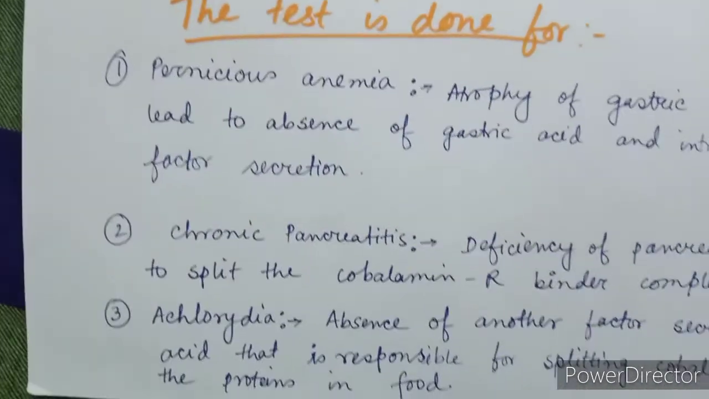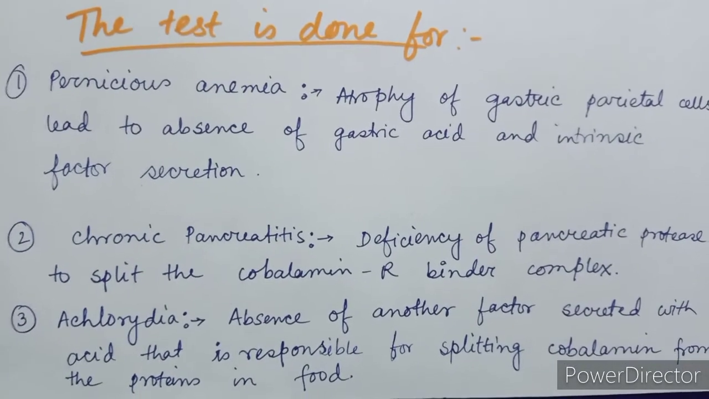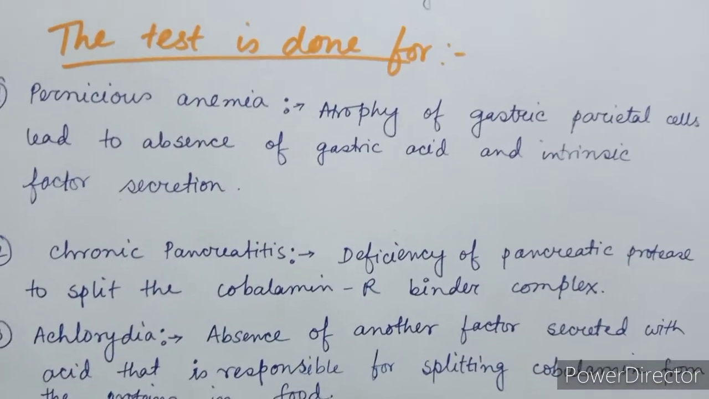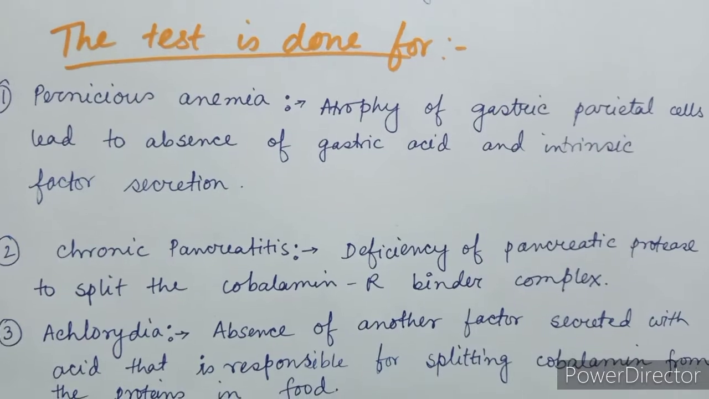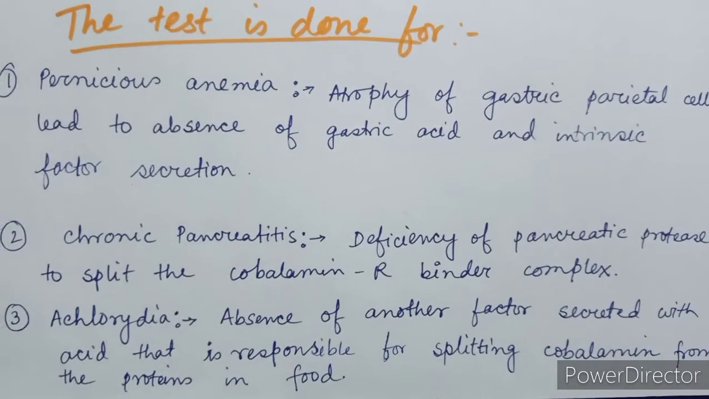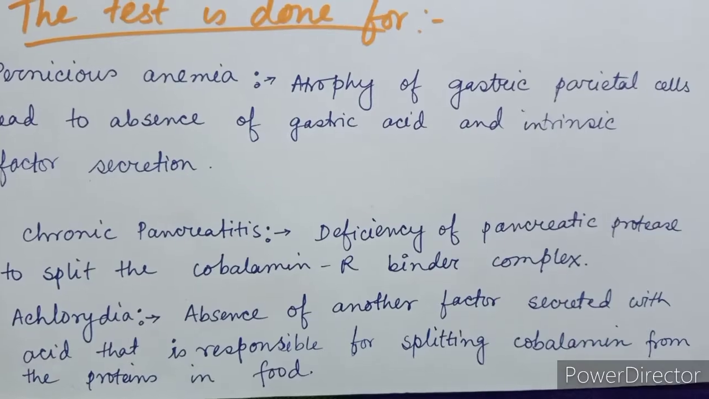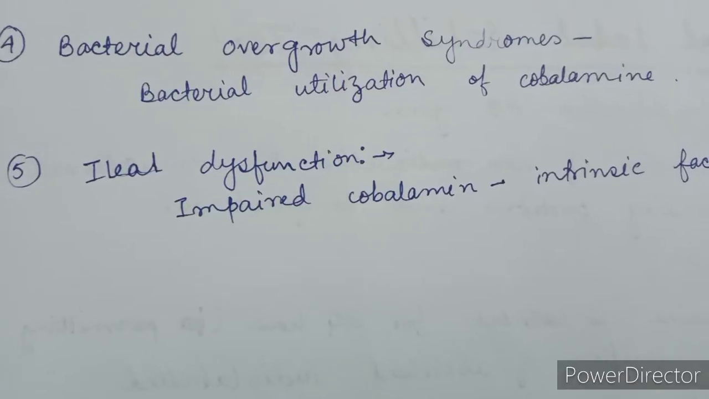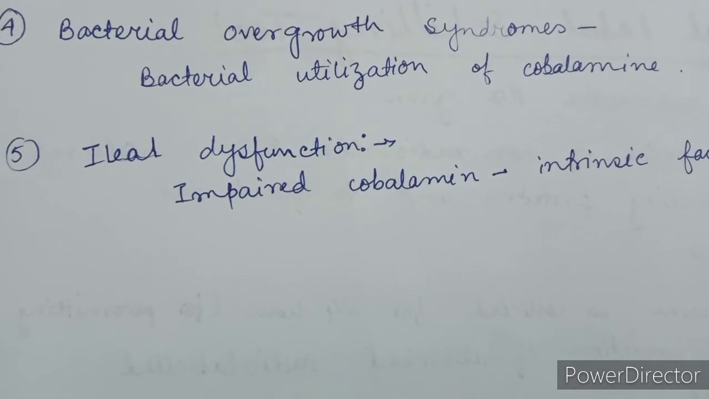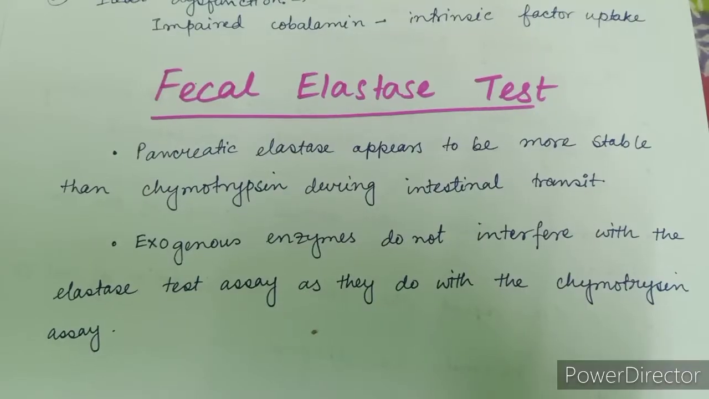The test is done for pernicious anemia, atrophy of gastric parietal cells, leading to absence of gastric acid and intrinsic factor secretion. Second, chronic pancreatitis, deficiency of pancreatic protease to split the cobalamin R binder complex. And the third is achlorhydria, absence of another factor secreted with acid that is responsible for splitting cobalamin from the protein in food. It may be bacterial overgrowth syndrome, bacterial utilization of cobalamin, and the next one is ileal dysfunction, impaired cobalamin intrinsic factor uptake.